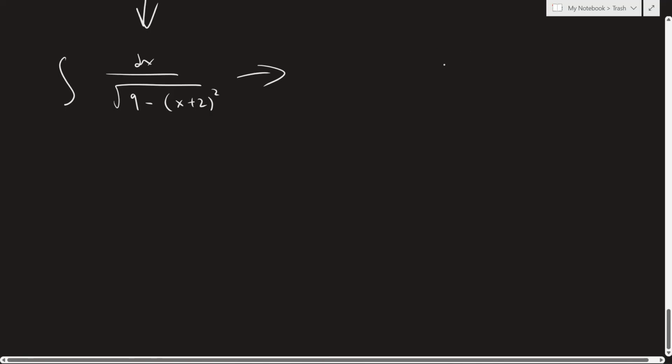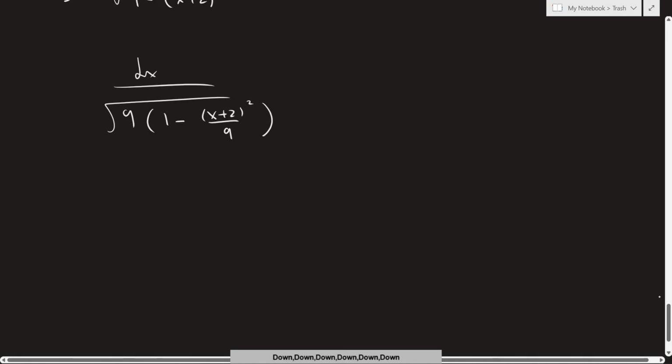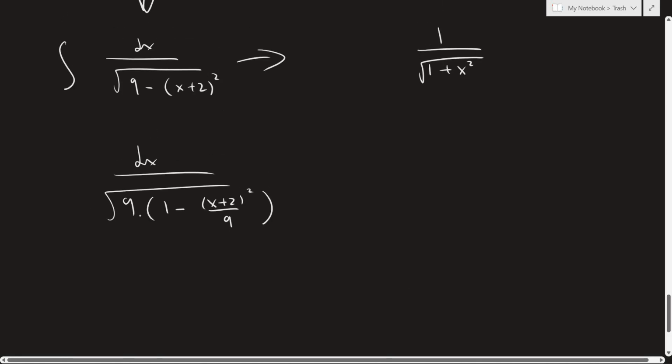Okay, so this should be in the form of 1 over radical 1 minus x squared. Great, so we need to remove the 9, and x plus 2 should be squared. Okay, so let's see what we can do. So remove 9 first. dx over radical 9, it's going to be 1 minus (x plus 2 over 9) squared, over 9. Great. So radical 9, let me add the integration.